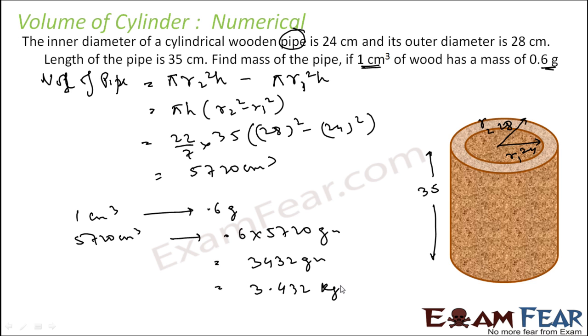Pretty easy. The concept here is that you have to find the volume of the pipe. To find the volume of the pipe which has a width, you have to first find the volume of the bigger cylinder and subtract the volume of the smaller cylinder, and you get the volume of the pipe.